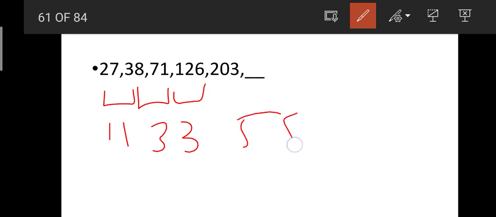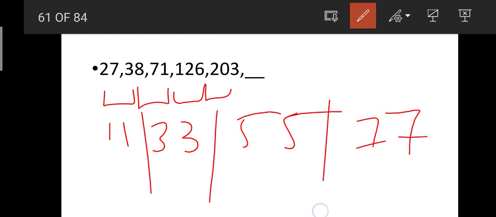Okay friends, observe here, the difference between the two numbers is not much more throughout the series, so we can go for addition series. Okay, they may have taken addition logic. The difference between 27 and 38 is 11 and the difference between 38 and 71 is 33 and the difference between 71 and 126 is 55. The difference between 203 and 126 is 77.